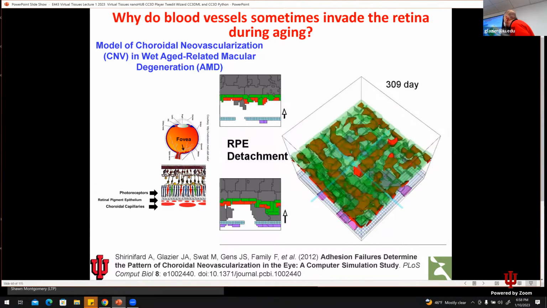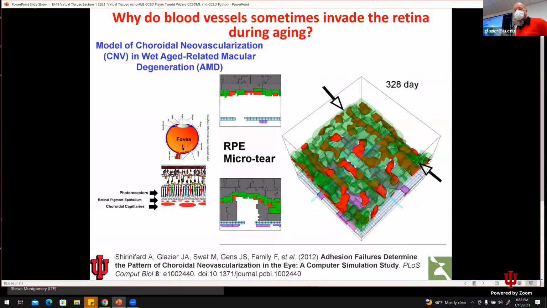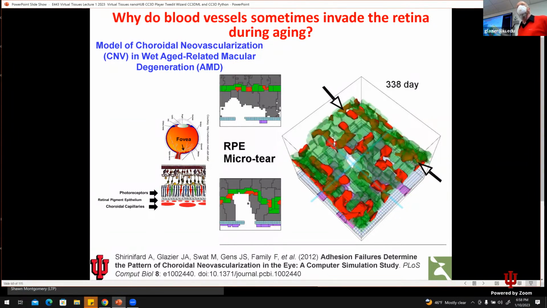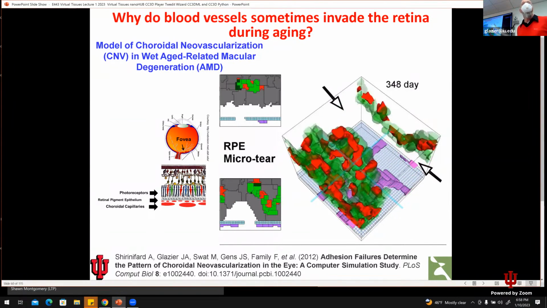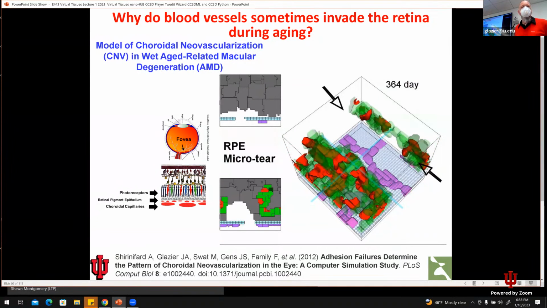This is a disease that I hope nobody experiences. People in the room are probably too young to have this happen. It's called age-related macular degeneration for a reason. It happens more in the elderly. It's actually, unfortunately, quite a common cause of blindness in the elderly.